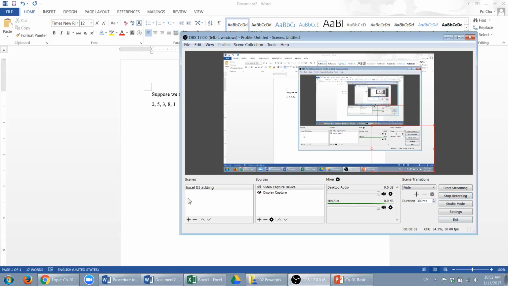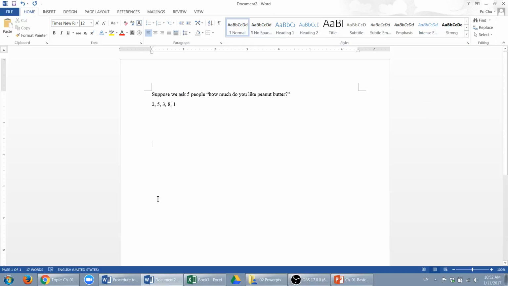Okay, guys, this is to teach you how to calculate median and also sum of squares and variance using Excel. So first, suppose we have a case. We ask 5 people, how much do you like peanut butter? And they give us the answer, 2, 5, 3, 8, and 1, right? On the scale of 1 to 10, suppose.